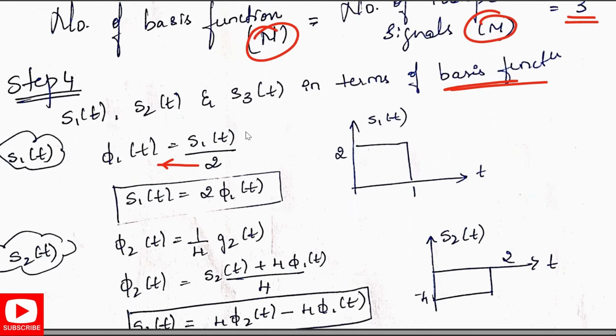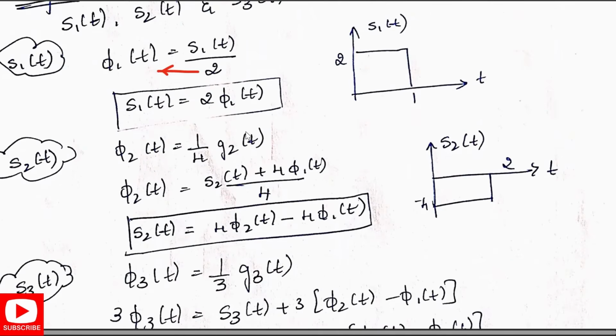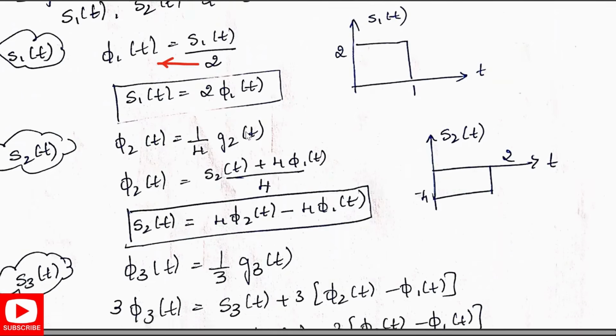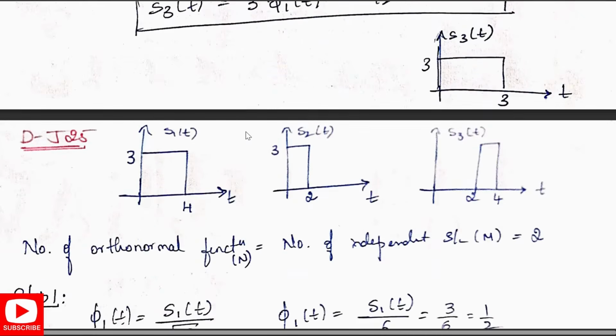So representing that in the graph, what you have to do is take the phi 1 of t graph and double the amplitude. 1 I had got previously, I made it as amplitude 2. Similarly, S2 of t, you got this expression, multiply it and change this graph according to this equation. And phi 3 of t similarly.